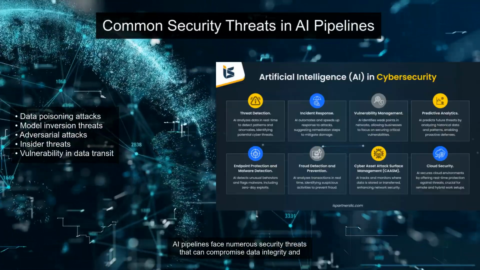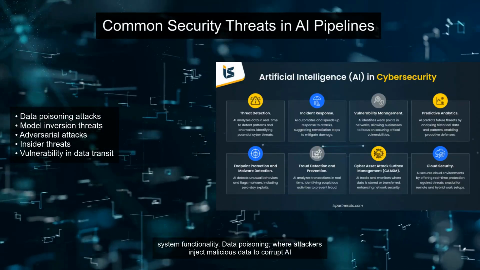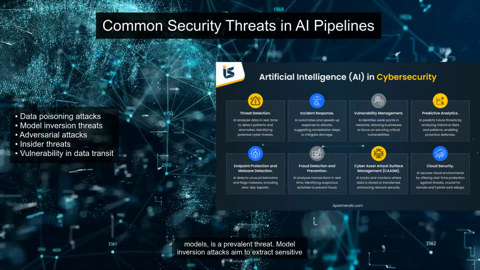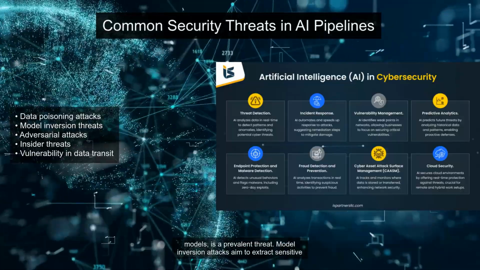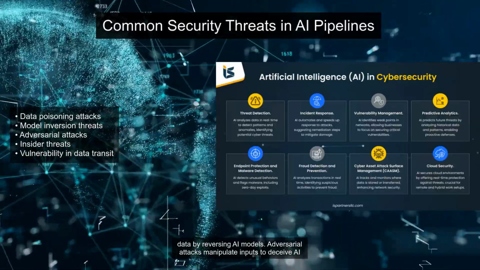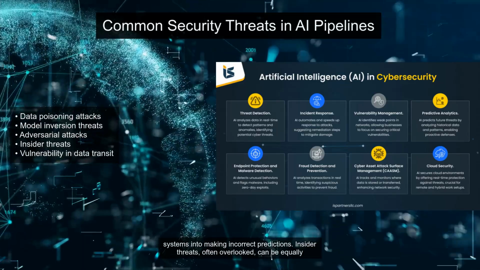AI pipelines face numerous security threats that can compromise data integrity and system functionality. Data poisoning, where attackers inject malicious data to corrupt AI models, is a prevalent threat. Model inversion attacks aim to extract sensitive data by reversing AI models. Adversarial attacks manipulate inputs to deceive AI systems into making incorrect predictions.